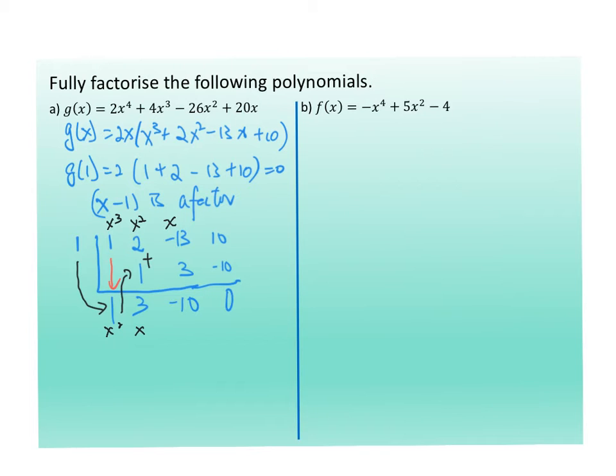So therefore, you now know g(x) is 2(x minus 1)(x squared plus 3x minus 10). And then can you factorize the last bit? Yeah? You can factorize the last bit, can't you? So it equals 2(x minus 1)(x minus 2)(x plus 5). All right? So here what I've done is fully factorize the polynomial g(x) into this form. These are all linear. So you call this a linear factorization. You've factorized everything to linear.